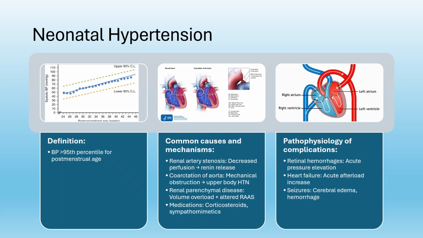Acute heart failure develops when hypertension rapidly increases afterload beyond the neonatal myocardium's limited reserve. The immature left ventricle cannot generate sufficient force against elevated systemic resistance, leading to pulmonary congestion. Hypertensive seizures result from cerebral edema and hemorrhage secondary to failed autoregulation. Acute severe hypertension overwhelms autoregulatory mechanisms, causing hyperperfusion, blood-brain barrier disruption, and vasogenic edema.